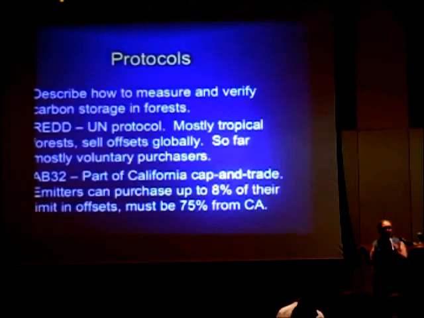And then the second part, this is a really interesting opportunity that we have now in California. So California, you may know, we have this landmark climate change law, AB 32. We're going to try and limit greenhouse gases. And part of that system is a cap and trade system that's going to involve forest offsets. So emitters in California can purchase up to 8% of the amount of carbon they're allowed to emit as offsets, and 75% of that must be from California.